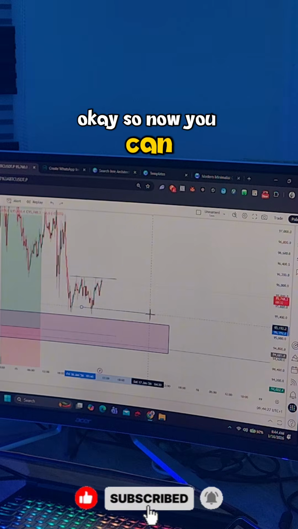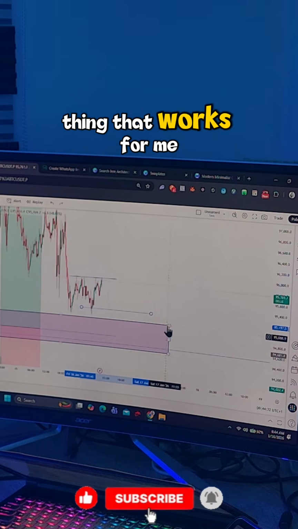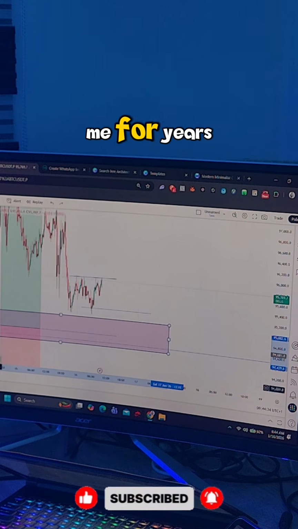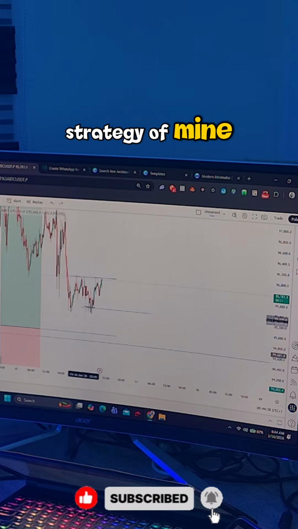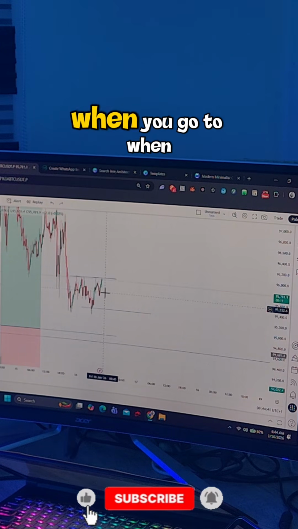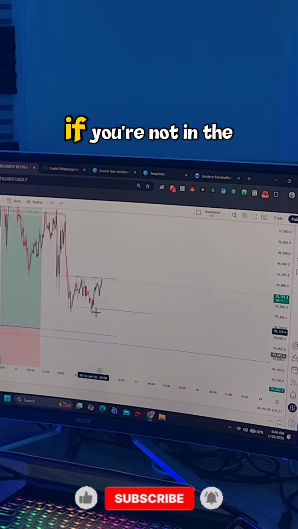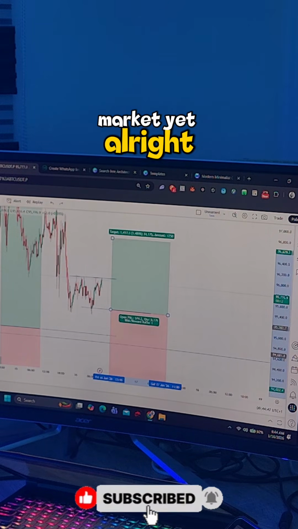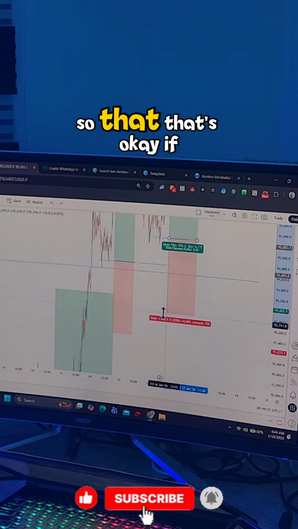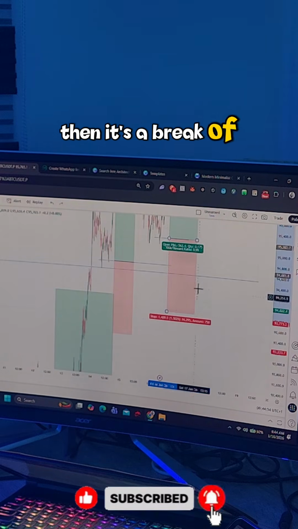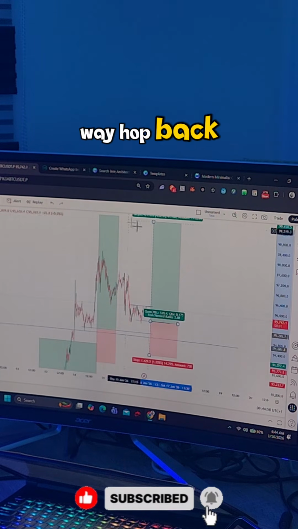You can decide to use order block or whatever works for you. Me, I'm using the thing that works for me, and it has been working for me for years. The interesting part is that this particular open and close strategy of mine also works alongside order block when you go to a higher time frame. So all I need to do is put my entry here if you're not in the market yet. Then your stop loss will go below the old zone already, so that's okay. If the market comes to this place, then it's a break of structure. So I'm now going to do my TP all the way back up.